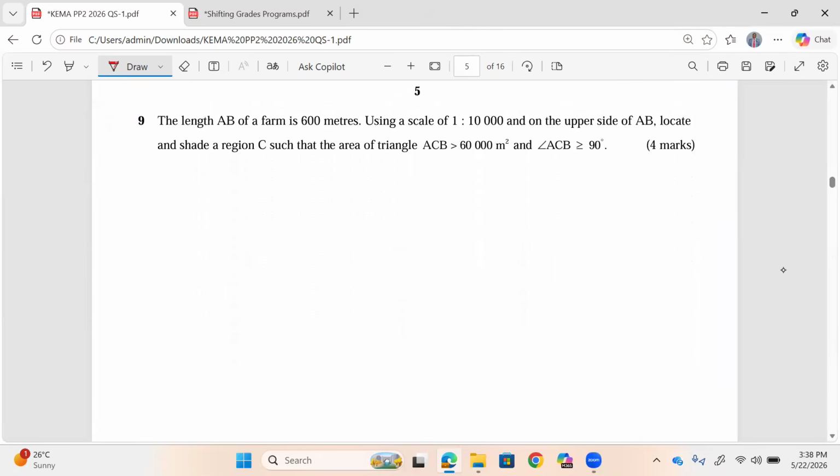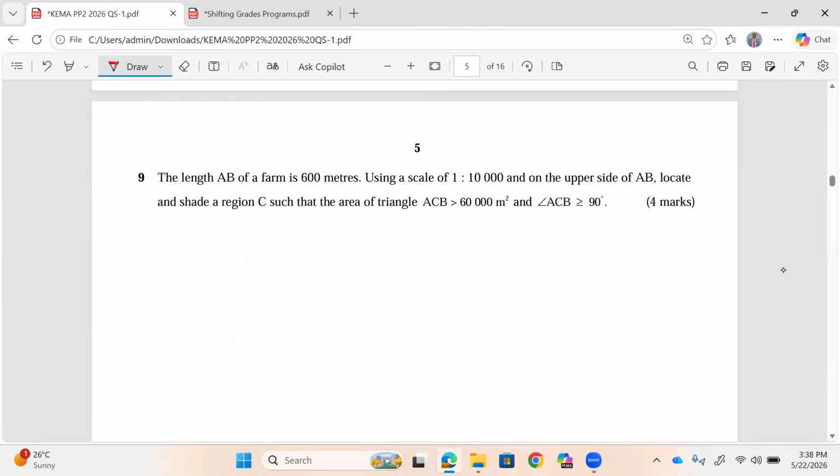Number 9, ladies and gentlemen, number 9 on loci. The length AB of a farm is 6 meters. Using a scale, 1 represents 10,000. And on the upper side of AB, locate and shade a region C such that the area of triangle ACB is greater than 60,000 square meters, and the angle ACB equals to 90 degrees.